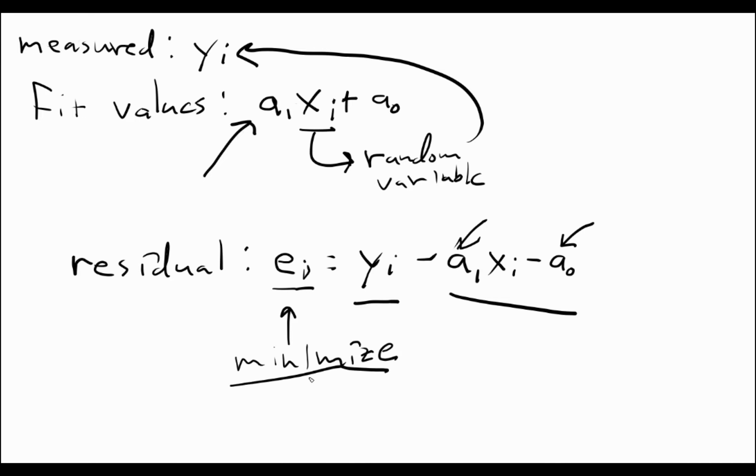To accomplish this minimization, we're going to express this error e sub i as a function of the two parameters, slope and intercept, and we are going to minimize the value of e sub i with respect to those two parameters. All right, so we'll treat a1 and a0 as variables, and we will minimize e sub i with respect to those variables. Remember, we're going to have one value of a1 and one value of a0 for every value of x and y.